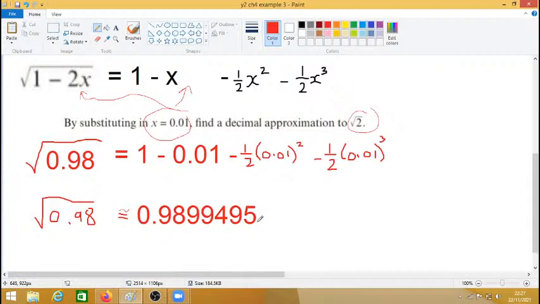So now how do we get it so that instead of the square root of 0.98 equals a decimal, I've got the square root of 2 equals a decimal? This is where you really just have to play around a little bit and think about what you're seeing here: the square root of 0.98. Ask yourself, how can I make it look like something like the square root of 2? It doesn't have to be exact, but it has to have a 2 in it and it has to have a square root in it.